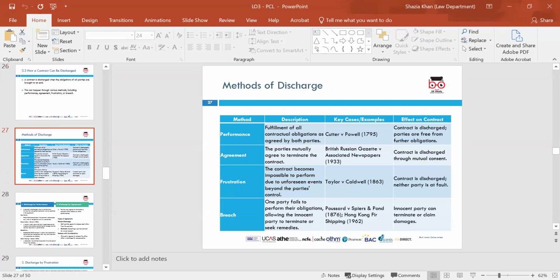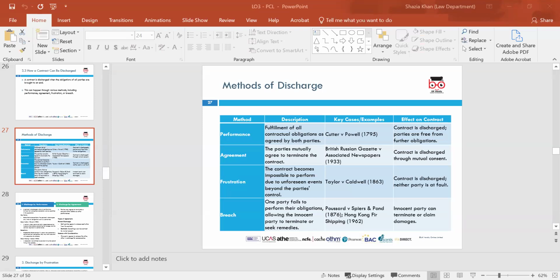Methods of discharge we've got here. The diagram shows you the elements of methods of discharge of contract. The first one is by performance. Generally contracts end when parties have successfully fulfilled their contractual obligations to the best of their abilities. A discharge by performance occurs when all the terms and conditions are met satisfactorily, which leads to the completion of the agreement, and this is known as full performance. This is where both parties agree, and the case is Cutter v Powell, 1765, and the effect on the contract is discharge, parties free from further obligation.